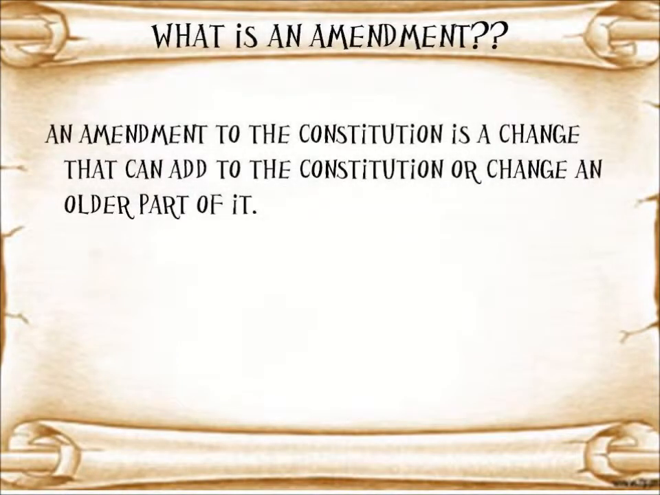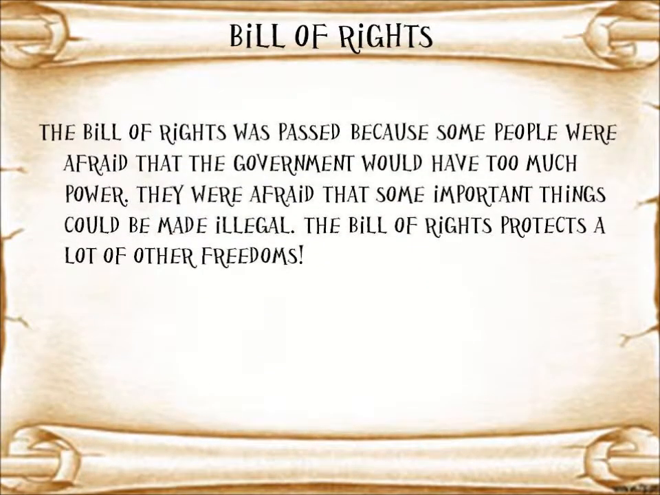What is an amendment? An amendment to the Constitution is a change that can add to the Constitution or change an older part of it. The Bill of Rights. The Bill of Rights was passed because some people were afraid the government would have too much power. They were afraid that some important things would be made illegal. The Bill of Rights protects a lot of other freedoms.